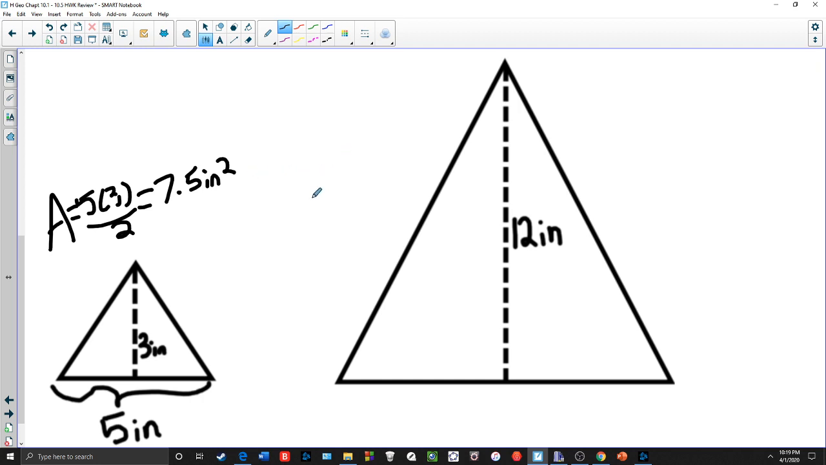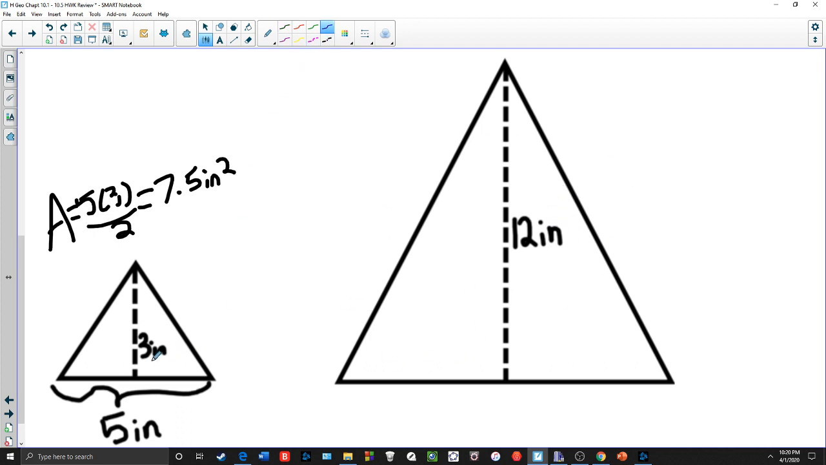So now, in order to do these similarity problems, if you hear the word similar, what you want to do is make a comparison, a scale factor, a fraction, something to give you a link between the two shapes. I need a bridge, a link between these two. In order to build the bridge, you need to take a piece of one shape and match it with its corresponding piece in the other shape. So we have a few options.